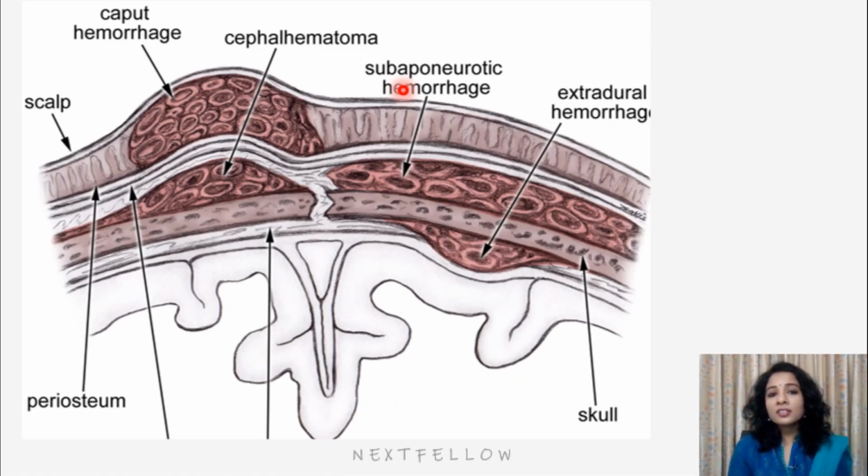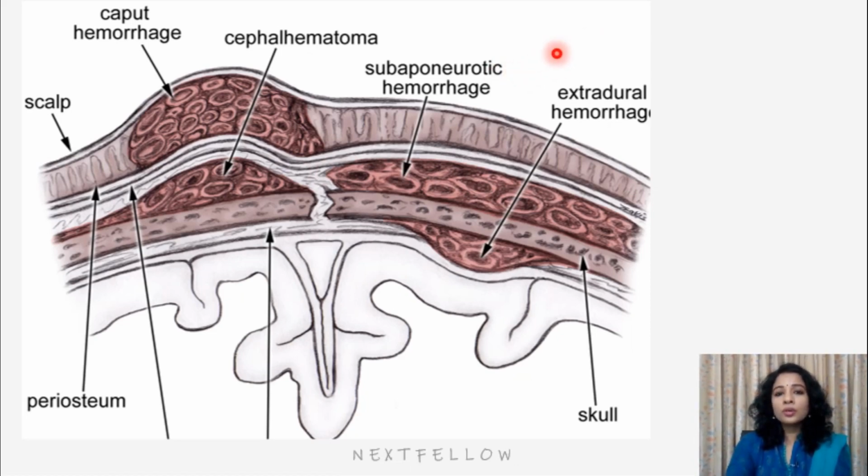In such cases, the blood from the intracranial hemorrhage communicates with the subaponeurotic space of the scalp through the fracture lines. You can see it communicates through the fracture lines, and the signs of cerebral compression do not develop unless the subaponeurotic space is fully filled. So till this gets fully filled, there are no signs of compression from cerebral hemorrhage.